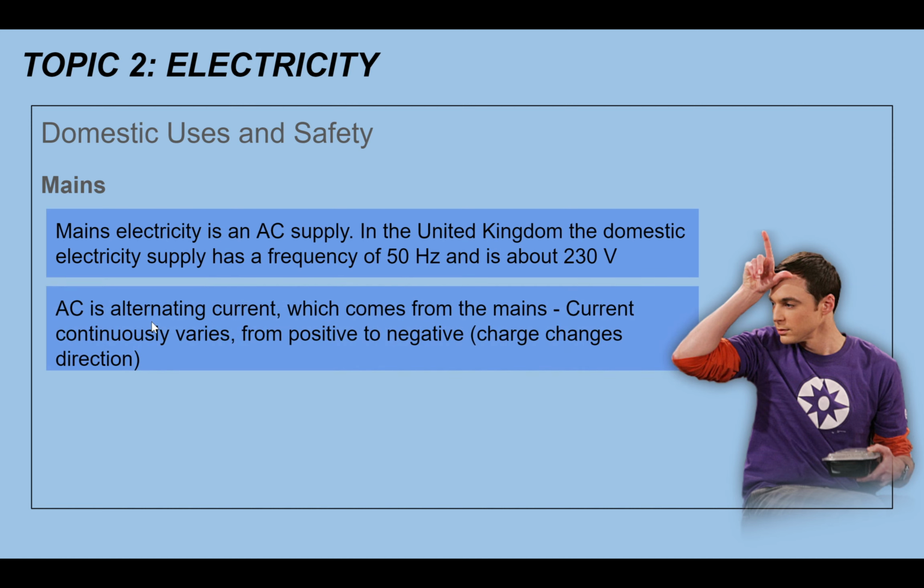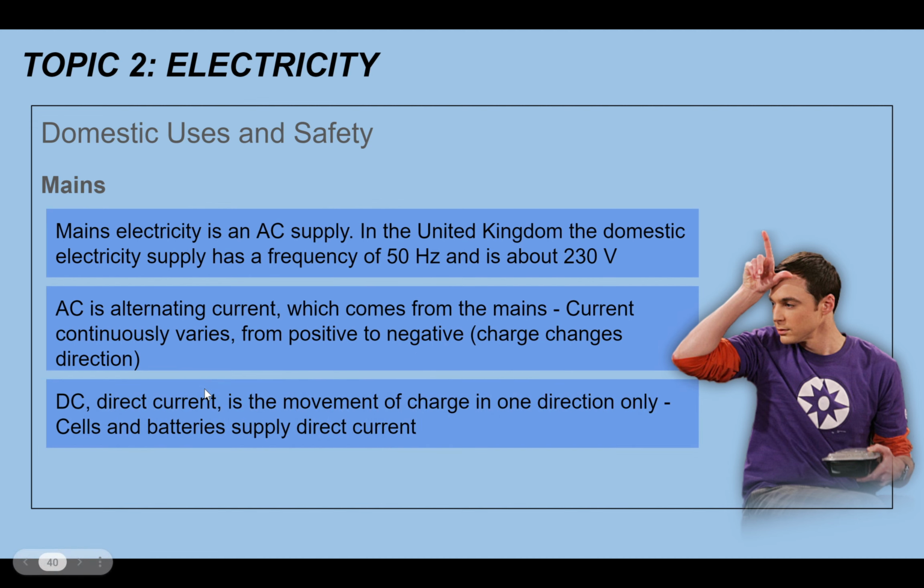AC is alternating current, which comes from the mains. Current continuously varies from positive to negative. Charge changes direction. DC, direct current, is the movement of charge in one direction only. Cells and batteries supply direct current.